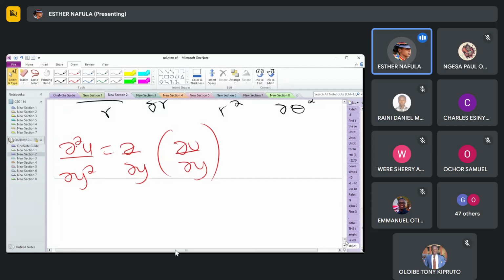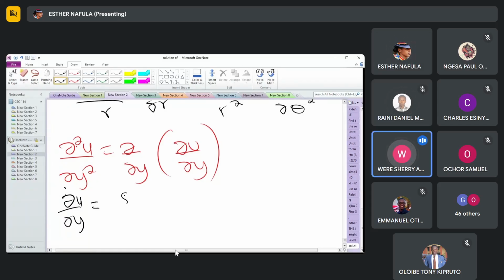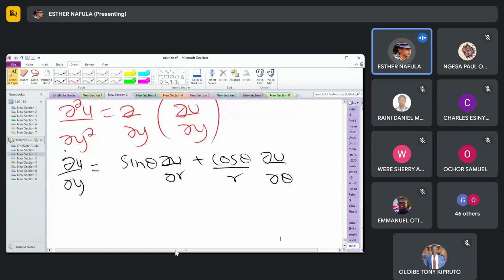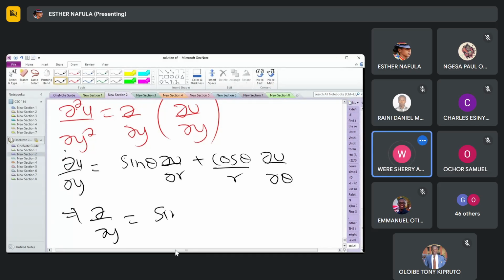What was our partial u partial y? Sine theta partial u partial r plus cos theta over r partial u partial theta. From here, what is our partial y? Sine theta partial r plus cos theta over r partial theta.